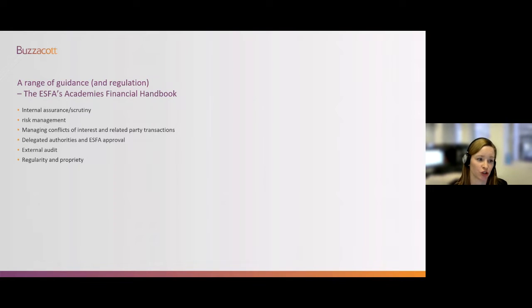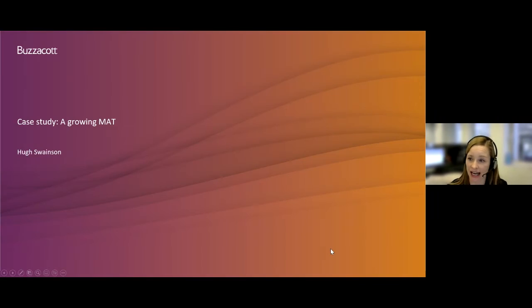So the board needs to be ensuring that the use of government funds is appropriate and that there are controls and systems and processes in place around your spending to make sure that it's in line with the expectations of the funder. So that was a very quick run through of the frameworks and documents that will feed into the case studies that we are now going to look at. And I will hand over to Hugh for our first case study.